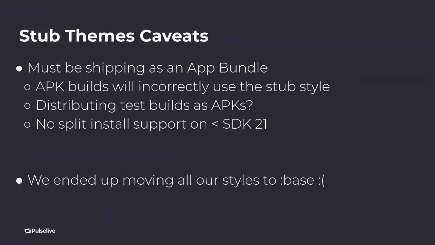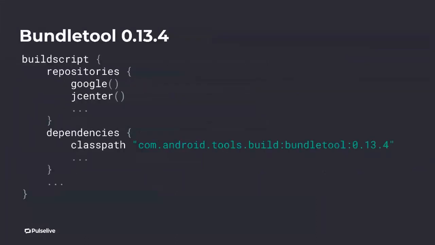You can go with just the Plaid way of doing it, which is just use the stub styles. And regardless if you use a universal APK or you ship as an app bundle, it's fine. They'll all use the correct implementation, and the compiler will be happy because you've got stub style somewhere in base. However, we'll need to force your Gradle plugin to use Bundletool 13.4 because it's not the default yet as part of the general Gradle plugin.